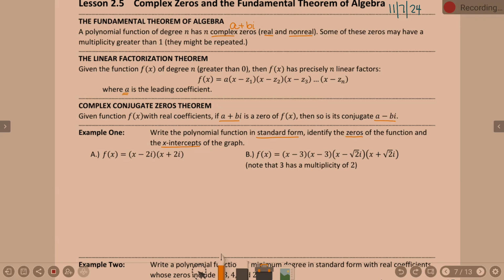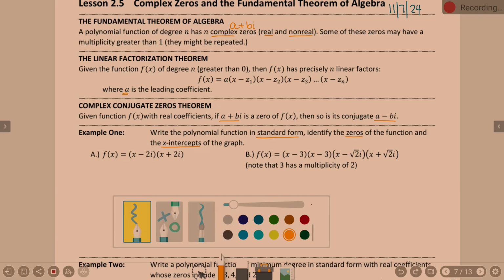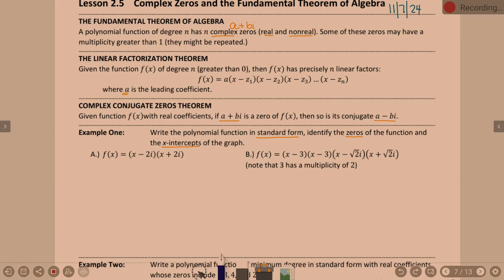Thoughts on standard form? FOIL. In other words, right now it's in factored form, yes? We're talking standard form. It's all multiplied out, and when you write it in standard form, you're going from highest power to lowest power. So we're going to start by foiling this out.